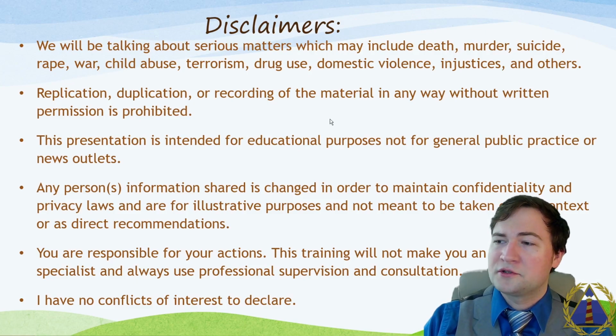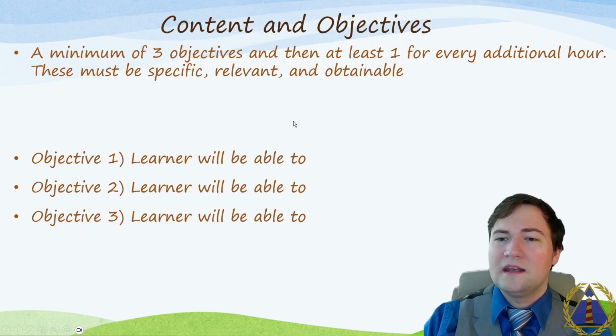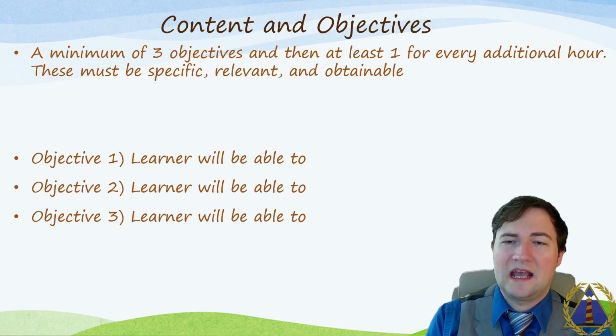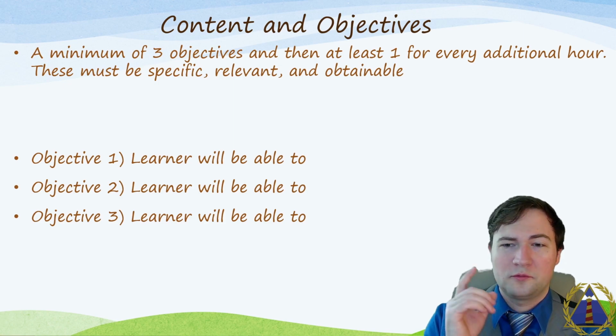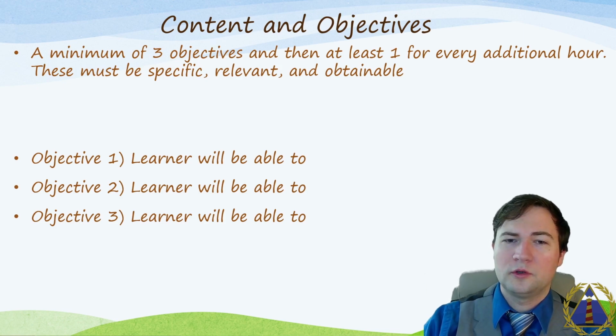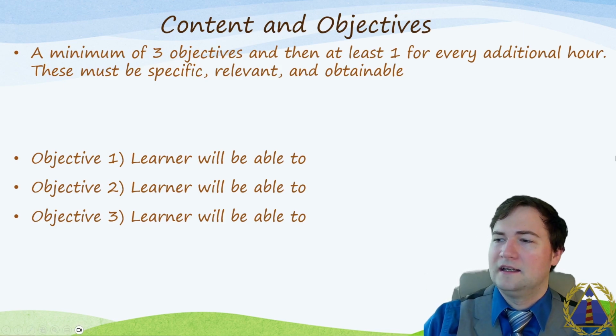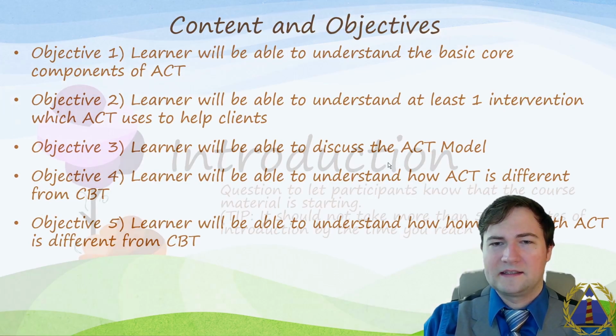Any conflicts of interest, etc., are all on there. Then comes the objectives. There's a minimum of 3 objectives that you have to have, but one for every additional hour after that. They need to be specific. So the best way to be able to make sure it's meeting that requirement, the learner will be able to blank. And then from there, you can see my examples for that.